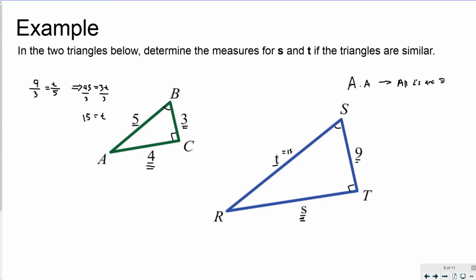So it's 15. And then I can do the same thing for S using the same anchor pair. So 9 over 3. And then this time, make sure I keep it correct, S over 4, since 4 and S correspond, and 3 and 9 correspond. So I get 36 equals 3S, and divide both sides by 3. So S equals 12. And we did it.